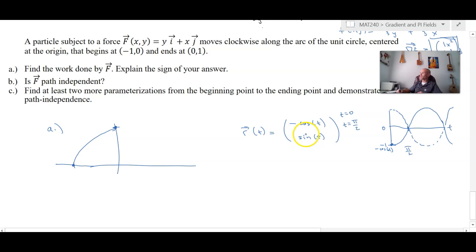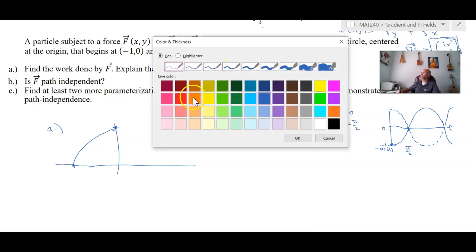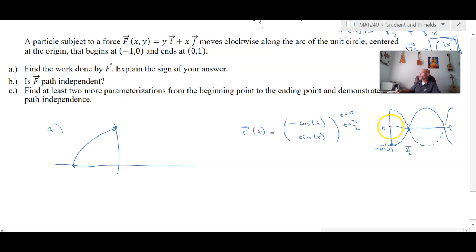Let's make sure that sine of t does the same thing. Sine of t is going to start at 0, go up to 1, then down to 0, then down to -1, then back up to 0. So notice that at time 0, sine is 0. At time pi halves, sine is 1. And so that's perfect. I want my y component to go from 0 to 1. I want my x component to go from -1 to 0. And so we're all set. We've got a parameterization from t equals 0 to t equals pi halves.